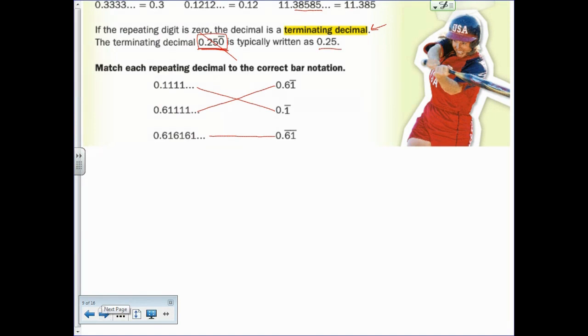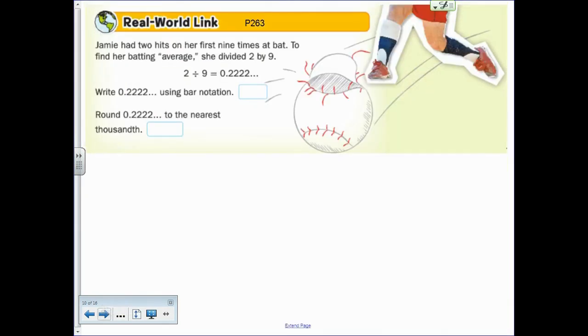Next page, let's go. Down at the bottom of page 263, it says, Jamie had 2 hits over her first 9 times at bat. To find her batting average, she divided 2 by 9. So notice how this is written. The first number is the number that goes inside. The second number is the number that goes outside. You may also see this as 2 over 9, where the top number goes inside and the bottom number goes outside.